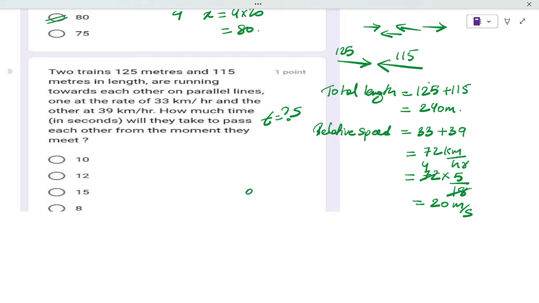So what will the time be? The formula for time is distance by speed. Distance is 240 meters, and speed is 20 meters per second. Cancel 2 12, so 12 seconds. So 12 seconds is the correct answer.